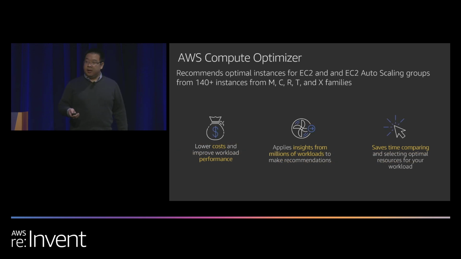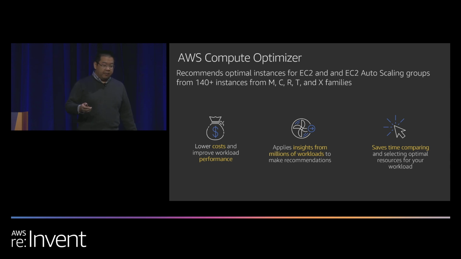By using the service, you can lower your cost and improve the performance of your workload. You can take advantage of the insights from Amazon's millions of workloads to optimize your workload. You can easily compare and select different optimal instances for your workload. It makes downsizing recommendations within the same family or across different families. It makes upsizing recommendations to remove performance bottlenecks, and recommendations for EC2 instances that are part of auto-scaling groups.